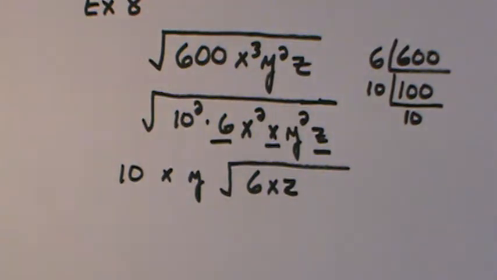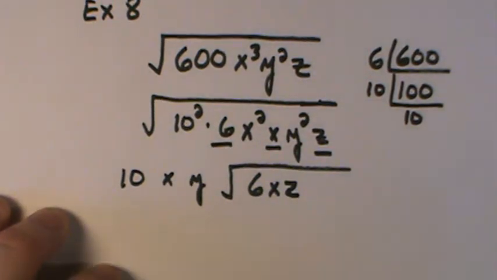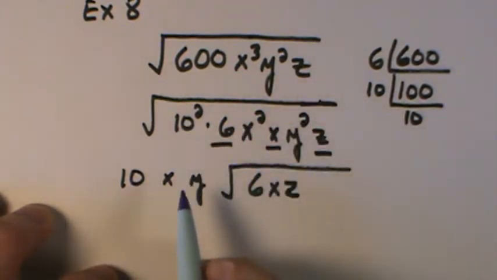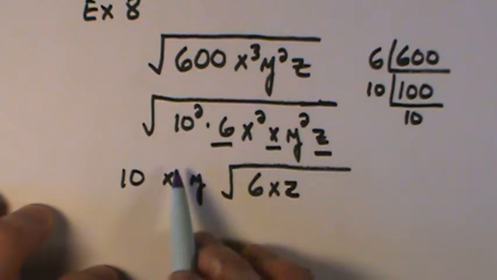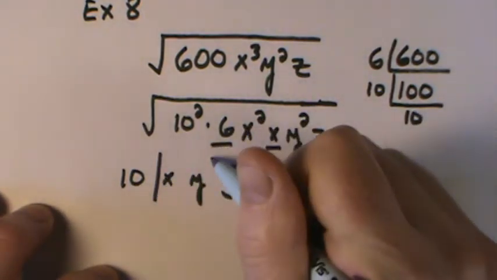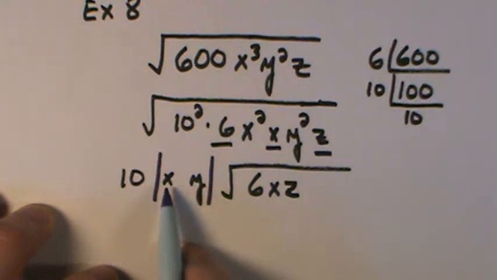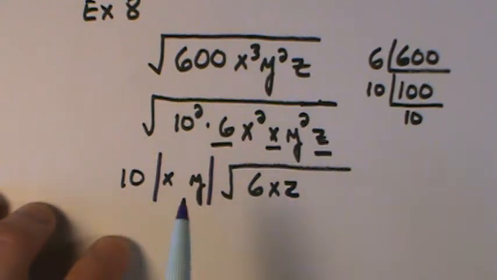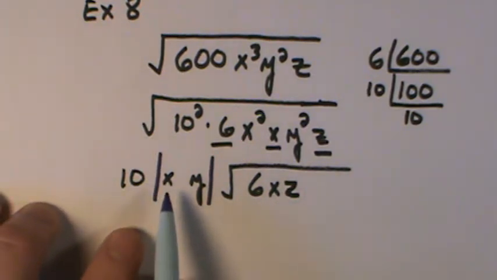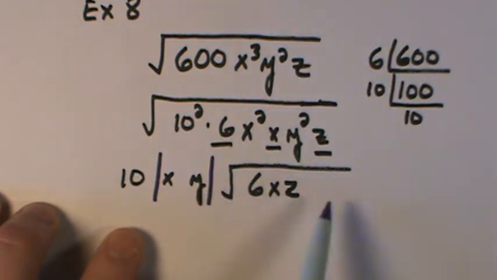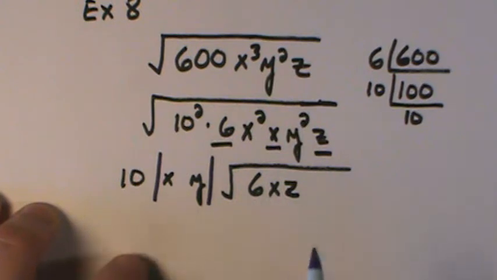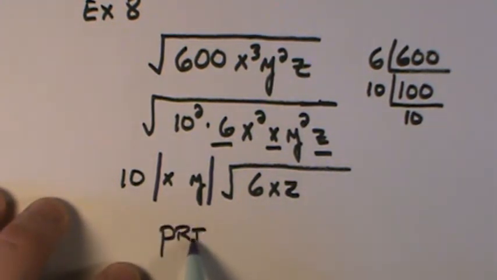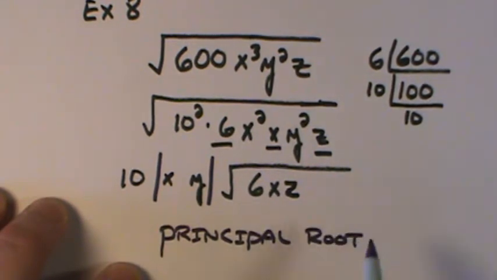So what we do is we call this the principal root. A principal root means you guarantee a positive answer if you have a variable that's raised to an odd power. So it's x to the first, y to the first. You put absolute values around anything raised to an odd power. And so my final answer, principal root, guarantees positive answer, is 10 absolute value x times y radical 6xz. And so that guarantees that we have what's called the principal root. The principal root means that we have a positive answer.